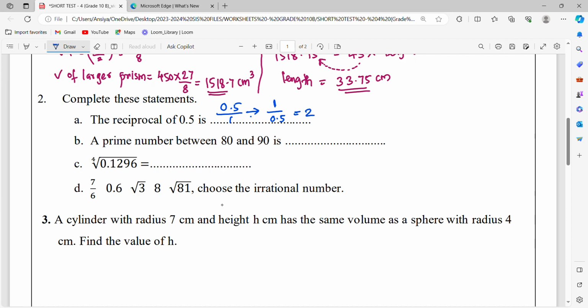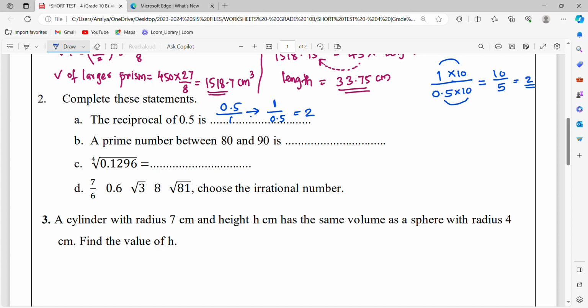You can use a calculator. Now, without a calculator, how to do it: 1 divided by 0.5, multiply by 10 on both sides to cancel the decimal in the denominator. 1 multiplied by 10 is 10 and 0.5 multiplied by 10 is just 5. And you know 10 divided by 5 is 2. These kinds of simple questions will come in the Paper 2 exam and we have to do them without a calculator.